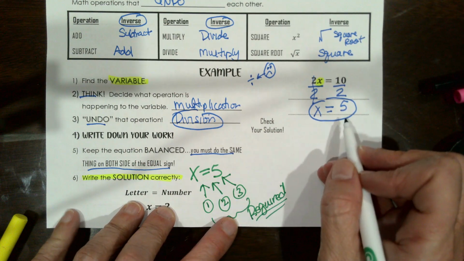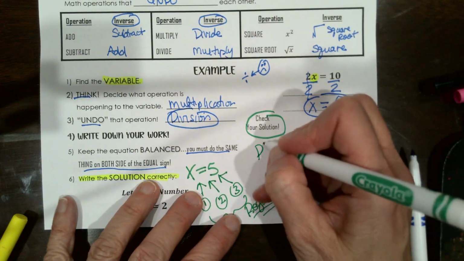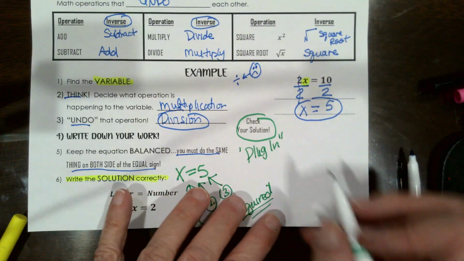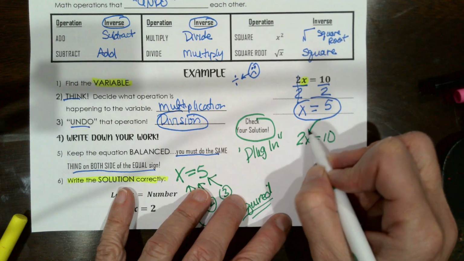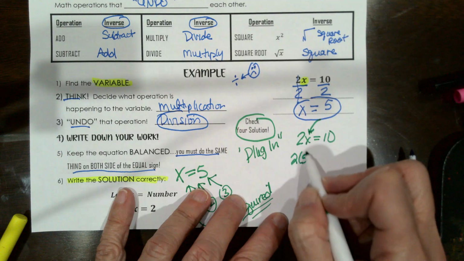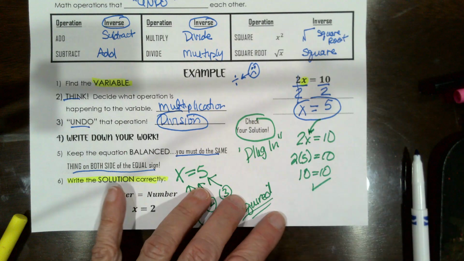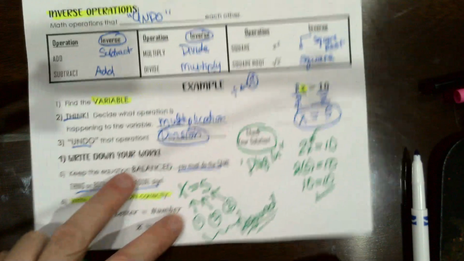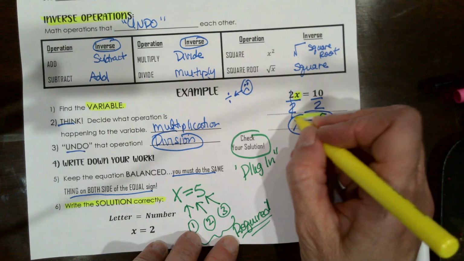X equals 5. Now, we're going to check our solution, which means we're going to plug that number back into the equation to see if it works. All right, so our original equation was 2x equals 10. We're going to put the 5 right there. 2 times 5 equals 10. 10 does, in fact, equal 10, so that means we have done this correctly, and our solution, x equals 5, is the correct thing, okay?